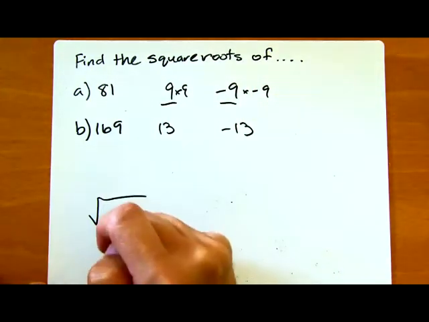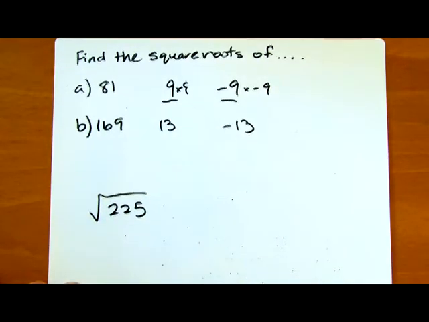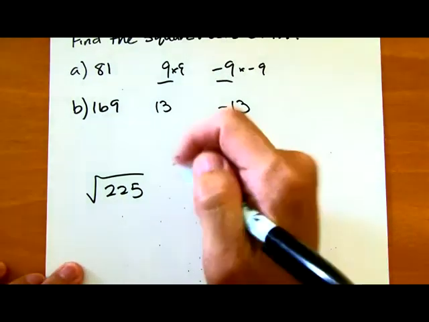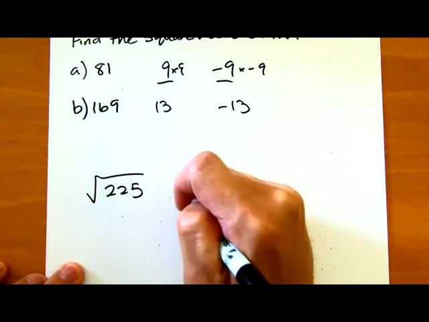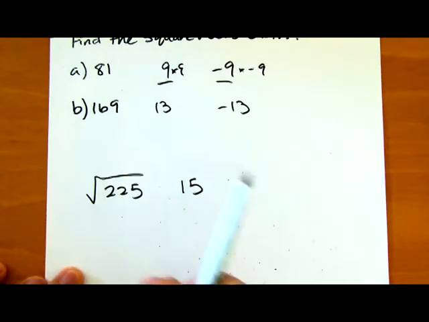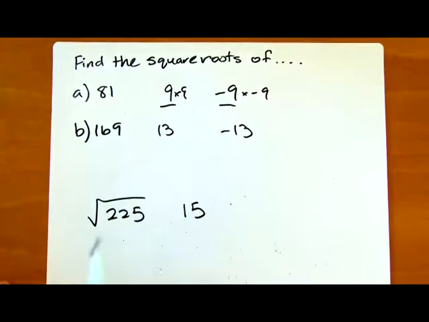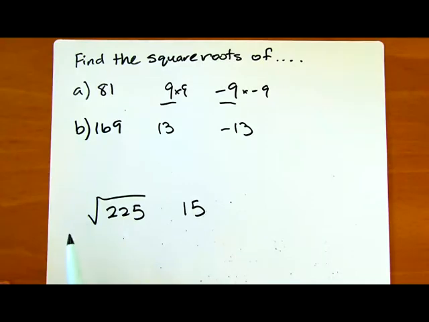Okay, this is the notation for square root. 225. Okay, this is a little different. This one is just 15. Okay, there's a difference just because of the way I wrote it. All the square roots, this is specific. They want the positive one.